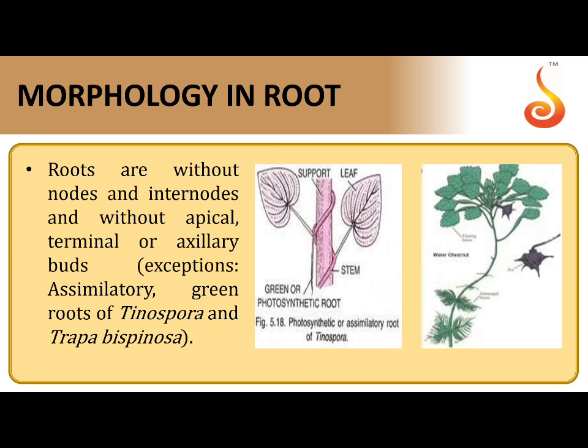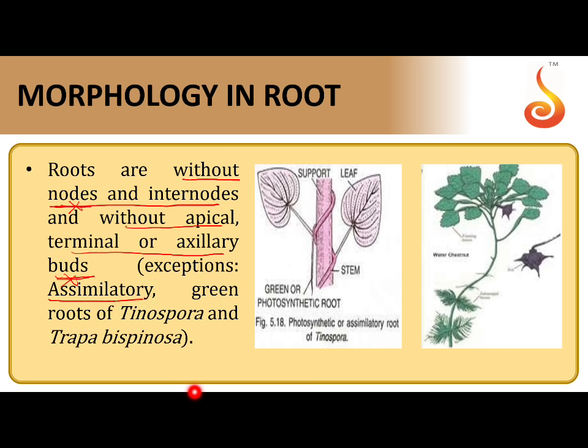So, you can see roots are without nodes and internodes, without apical, terminal or axillary buds. If nodes are there, then buds will come. If nodes are not there, then buds also won't come. But again, there is a small exception to it.